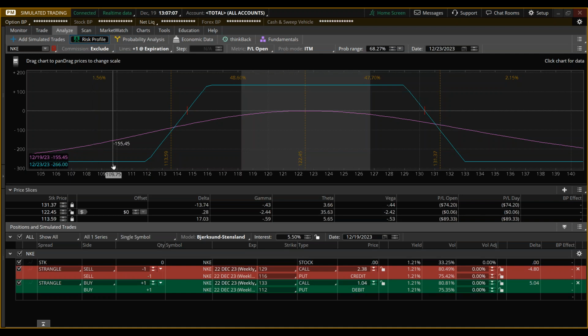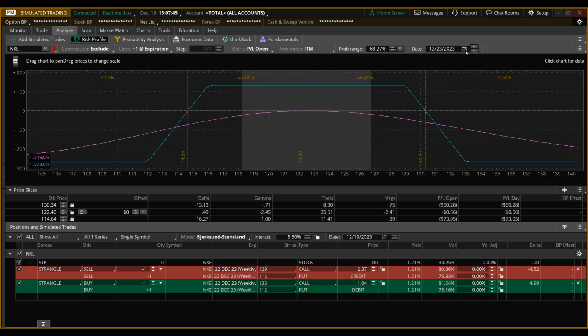Here I know the worst case scenario is a $266 loss. So I'm collecting, this is going to bring my break evens in a little bit on each side. Okay, so I give up a little bit on the probability of profit, but I still have a very huge probability of profit with about 94%, about 93% probability of profit in this setup.